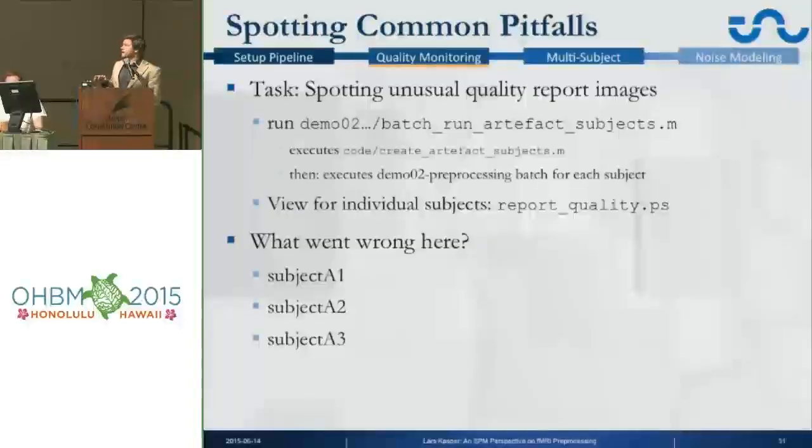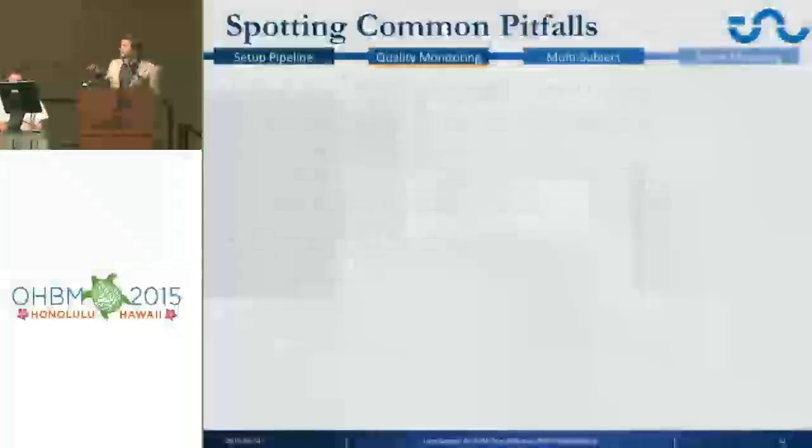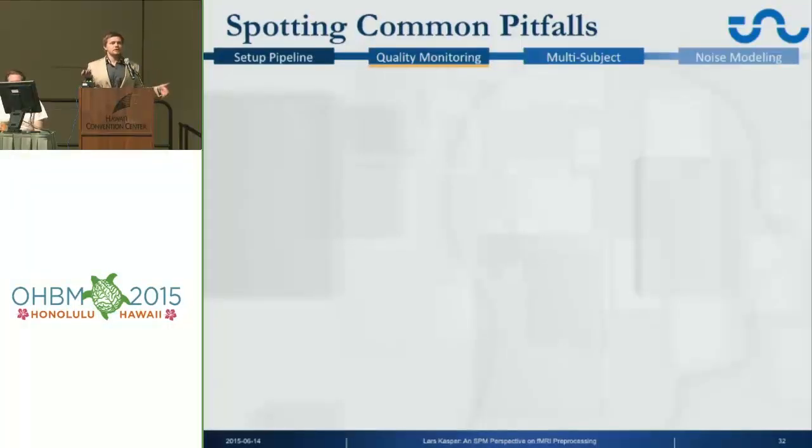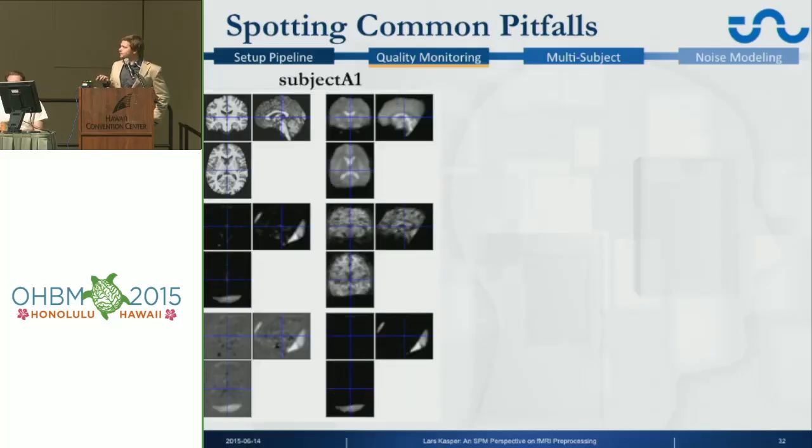Now, what is a bad pipeline? There's also a demo for running artifact subjects with the same code. You can try it, and I just report some of the quality figures here from 3 subjects. This is the first one. Well, the structural image looks good. The mean image also looks kind of good. There's something weird about the standard deviation, and definitely with these difference images. What actually happened here is that the subject had rotated by a lot in one of the volumes. So that's how you spot this.